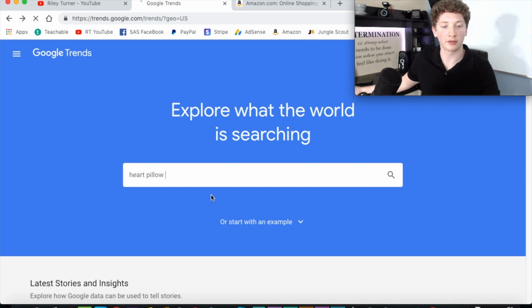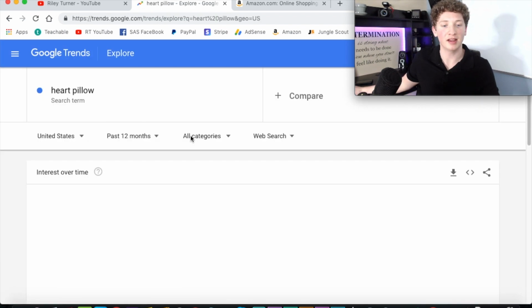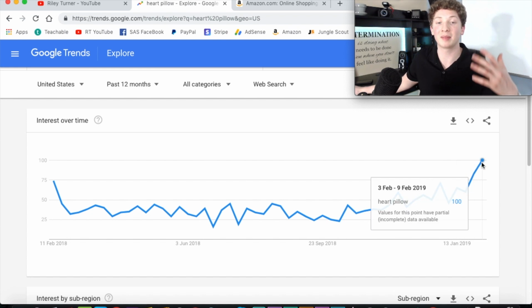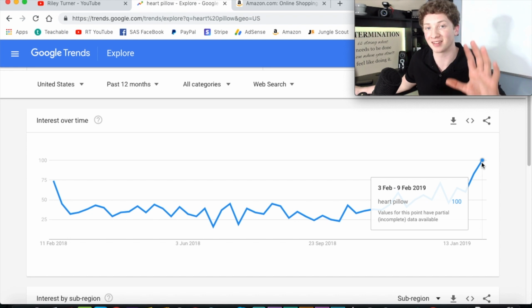Okay, so we're going to go ahead and search the heart pillow and see if it is seasonal. Okay, so we can see right after January is February, so that is about right here, and we can see this big increase right here in demand in search results. So that means it is going to be definitely seasonal throughout the month of February for the Valentine's Day holiday.